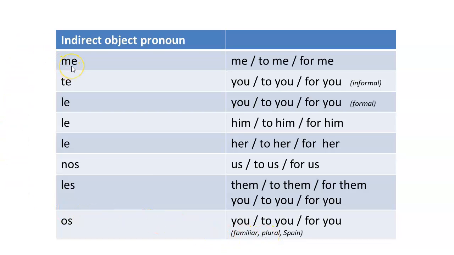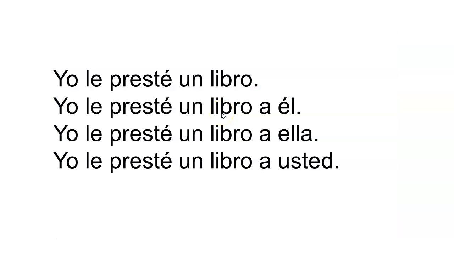You should know that, for example, me can mean me, to me, or for me, depending on which expression it's used with. The first two, me or to me, just depend on the word order that you use in English. English, in certain expressions, will allow two different word orders, and we'll look at some examples to illustrate that. So let's take a look at an example of le.